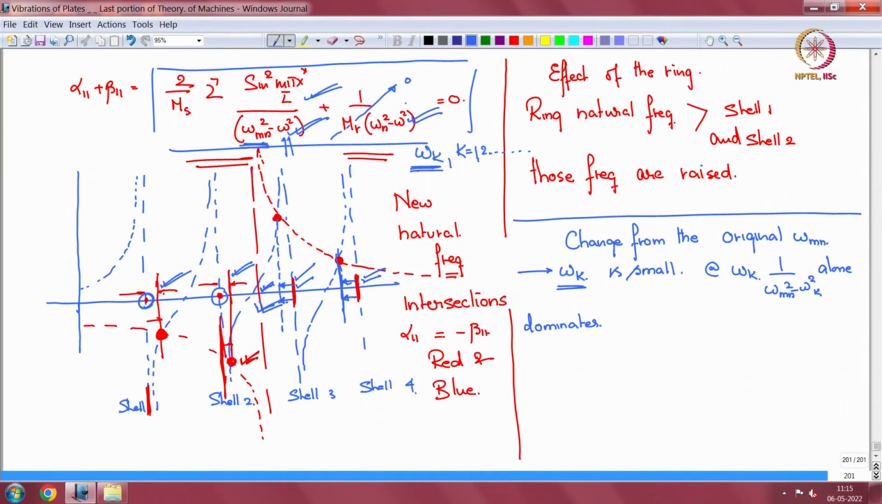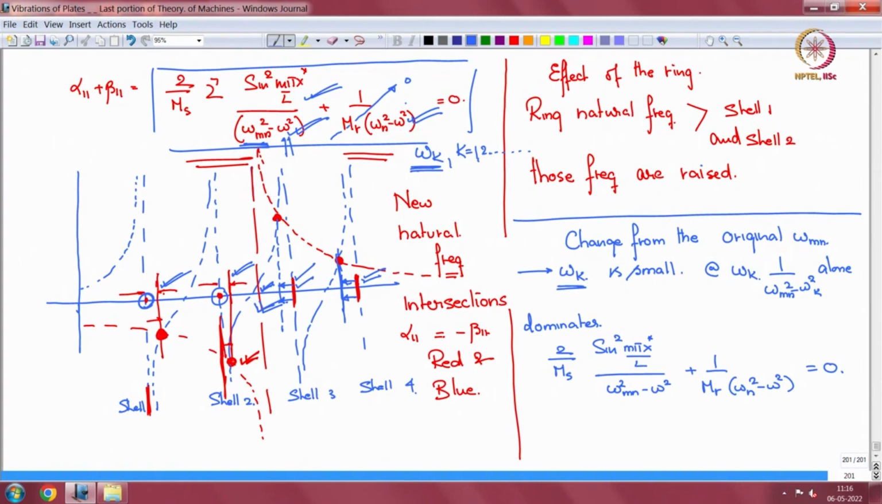So if we now look at it that way, without the summation, twice ms, sine square m pi x star by L by omega square mn minus omega square, plus 1 over mr into omega n square minus omega square is equal to 0.